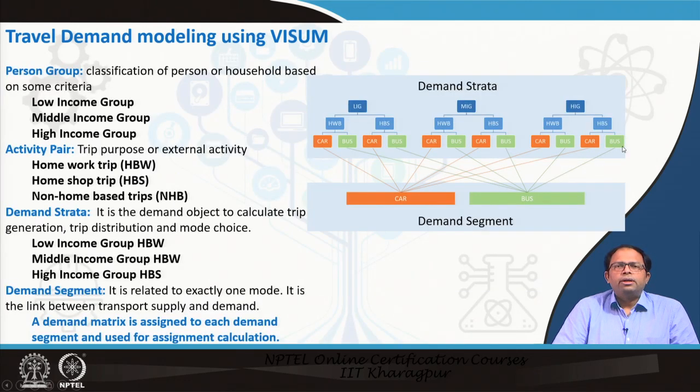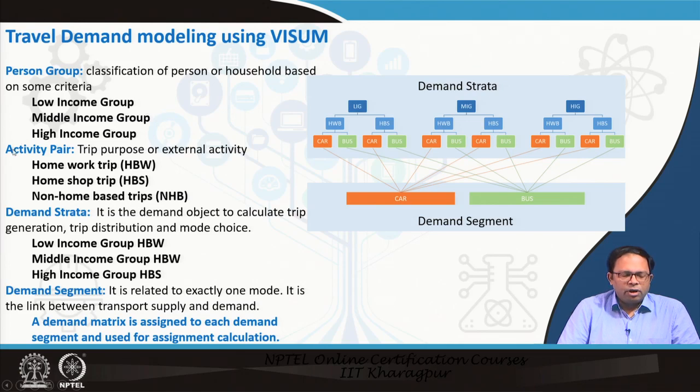Before we go into the 4-stage model, I would just like to highlight that in Visum there are certain concepts, for example, something called person group. This is the classification of persons or households based on some criteria. So, basically different socioeconomic groups that would be modeled. This could be low income group, middle income group, high income group, just an example, it could be anything.